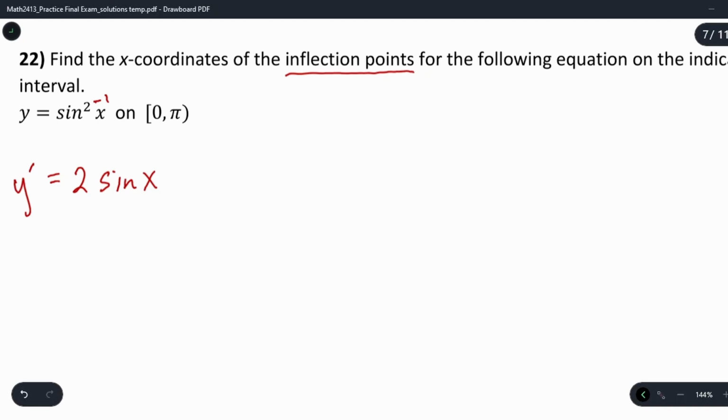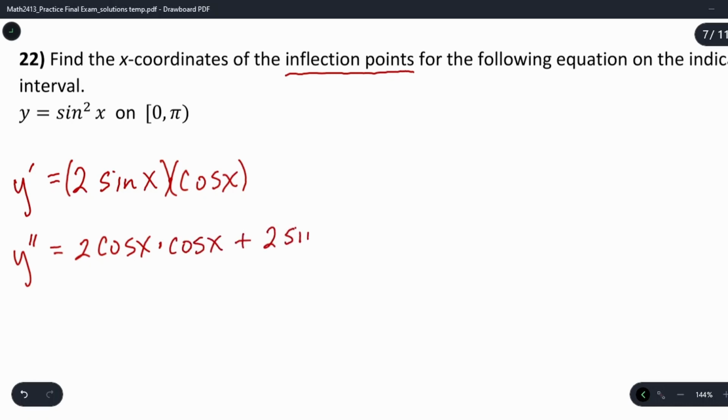And then we subtract 1 from the power, which would give us just sine x to the 1, or just sine x. And then multiplied by the derivative of the stuff inside, which would be sine x, the derivative of which is cosine x. There is our first derivative. And then to find the second derivative, we're going to need to use the product rule. So we've got the derivative of the first. The derivative of sine is cosine x times the second, plus the first times the derivative of the second. The derivative of cosine is negative sine x.